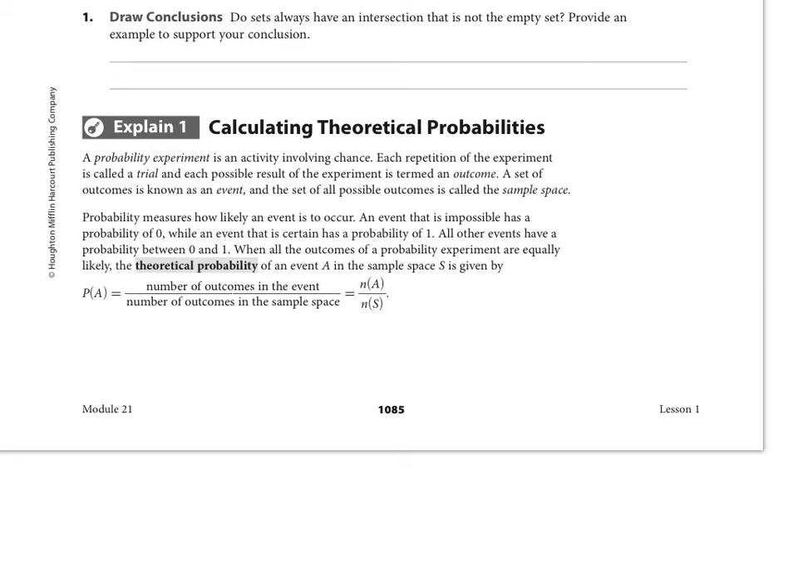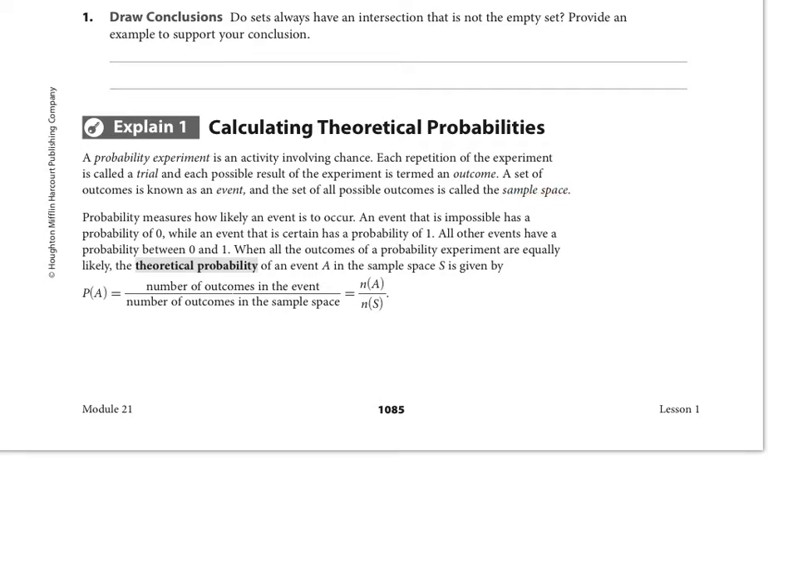So what is the chance that some particular outcome is going to happen? Each repetition of the experiment is called a trial, and each possible result of the experiment is called an outcome. When you have a set of outcomes, that's known as an event, okay? So all the possible ways something could happen. And the set of all possible outcomes is called the sample space.